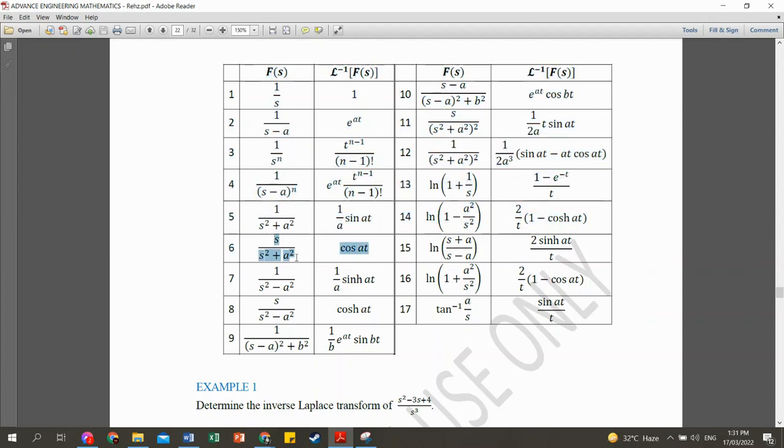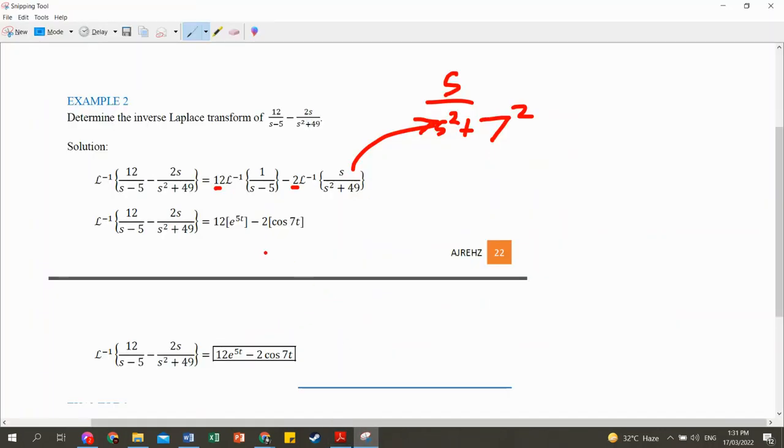Okay, this equation number 6. So we have s over s squared plus a squared where a is equal to 7. So we have therefore 12 times the inverse Laplace of this one, which is e raised to at where a is 5. This one is e raised to at where a is 5. This other one, just what's inside the braces, we have cosine at, where a is equal to 7.